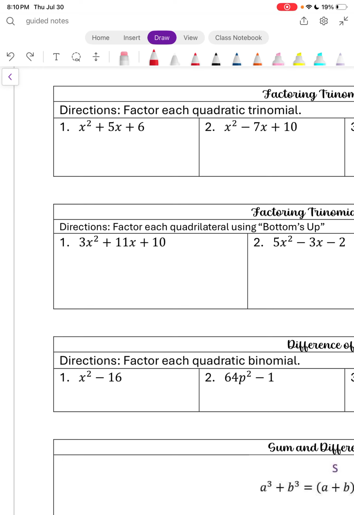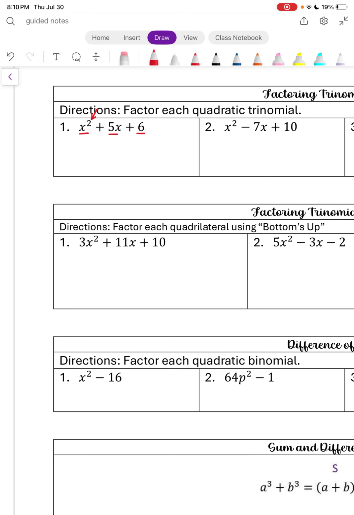Okay, next up we're going to factor some quadratic trinomials. What we mean by quadratic trinomials, you'll have a second power. You'll have three terms: a second power, a first power, and no power, where there's two x's, one x, and no x. That's what we mean by trinomial. There's three terms, highest power is 2.